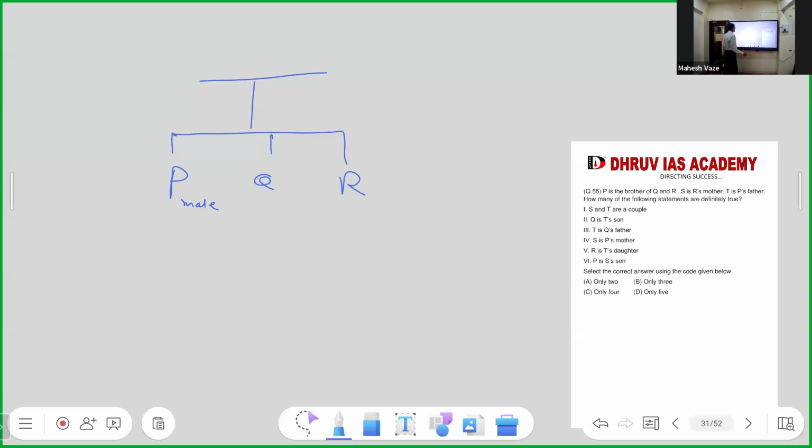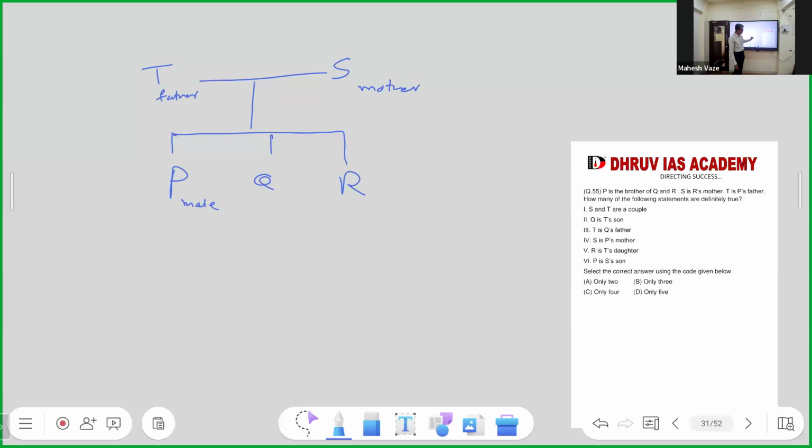Okay. T is P's father. So T is father here. And S is R's mother. So T and S are a couple. They are having 3 children. P is male. Nothing is said about Q and R's gender, whether they are male or female. It is not mentioned. Because P is brother of Q and R, that means P is definitely male. But Q and R may be either sisters or brothers. So that is not clear.